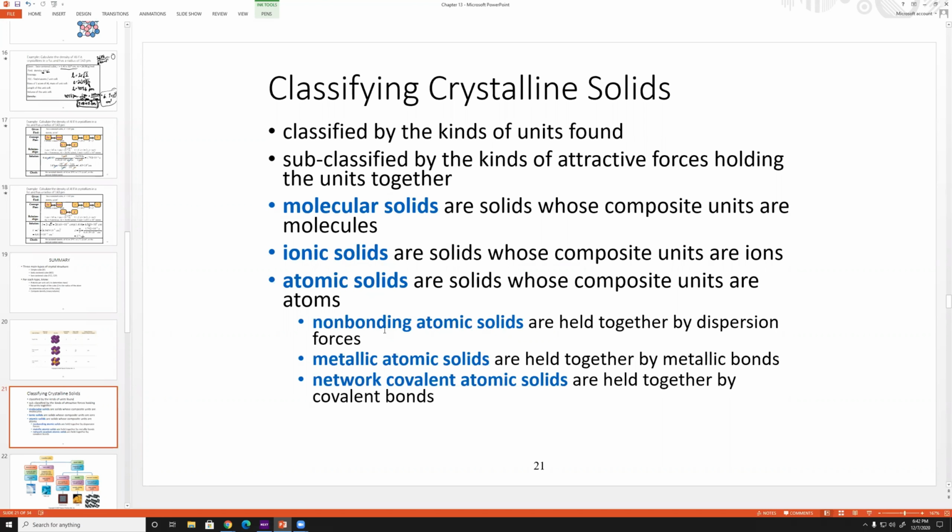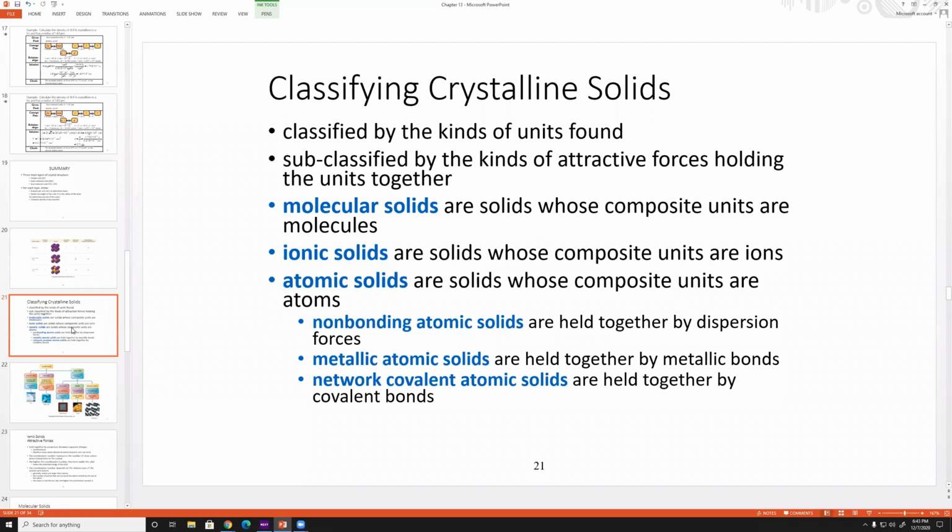You could also have non-bonding atomic solids, which means they're held together by dispersion forces. Things like that would be straight carbon, not like graphite or anything, but like straight carbon powder, or phosphorus powder, which are held together by very weak interactions. Then we have metallic atomic solids, which are held together by metallic bonds.